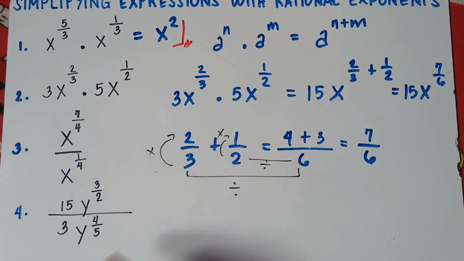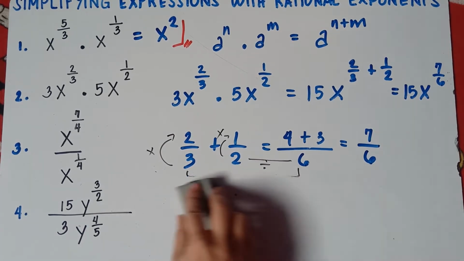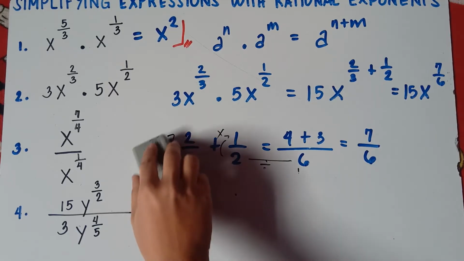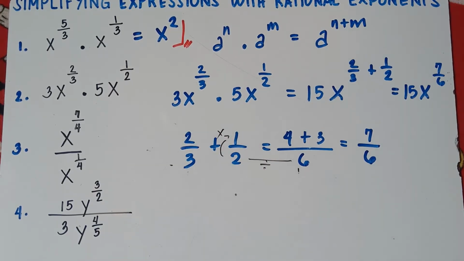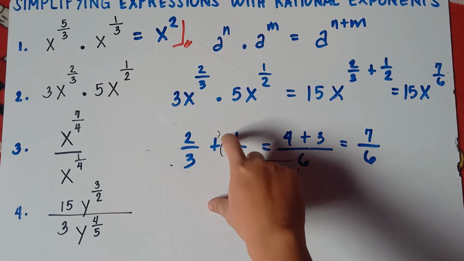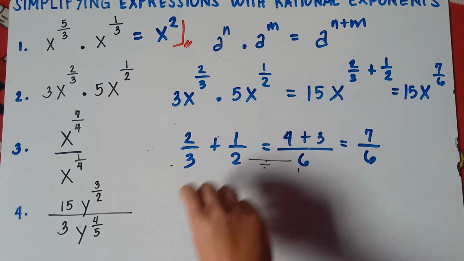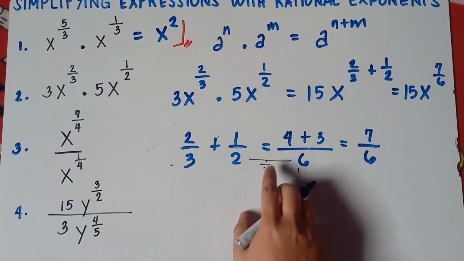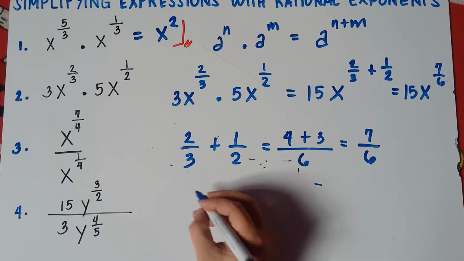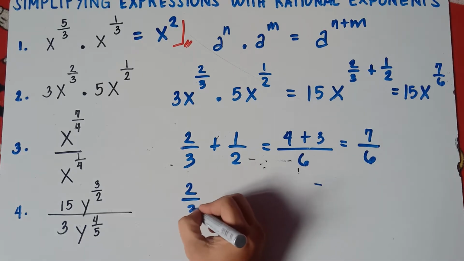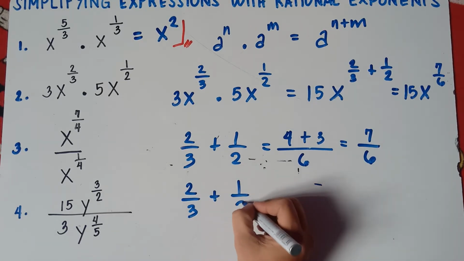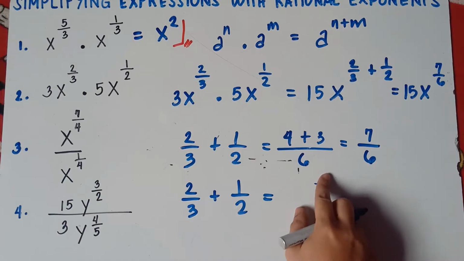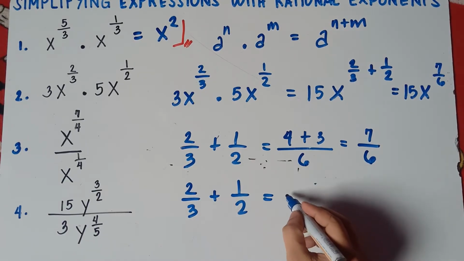Now, second solution, class. We will explain the second solution because some of the other countries, class, they are using the butterfly method, especially in the US. They're using the butterfly method. So we will use the butterfly method this time. So what if we have 2 over 3 plus 1/2? To answer this one using the butterfly method, very easy, class.